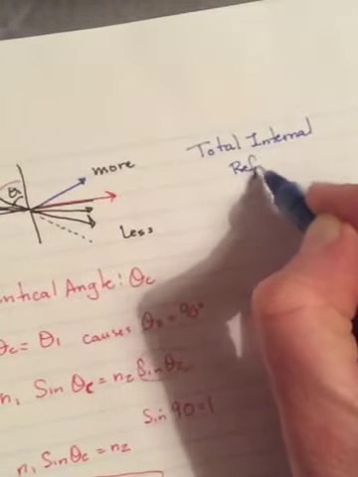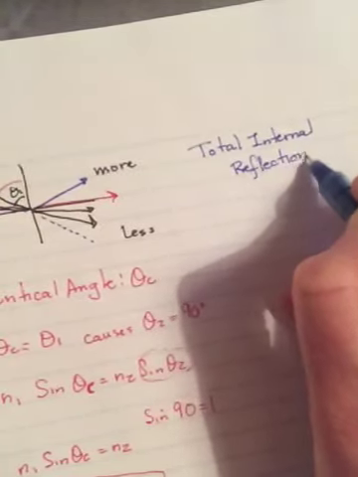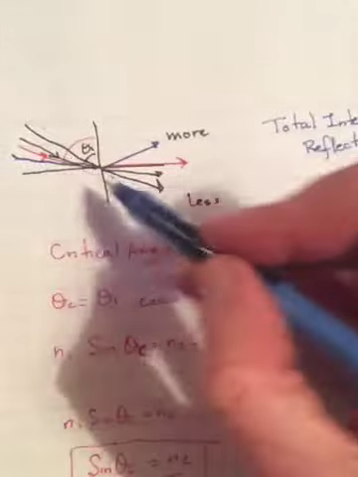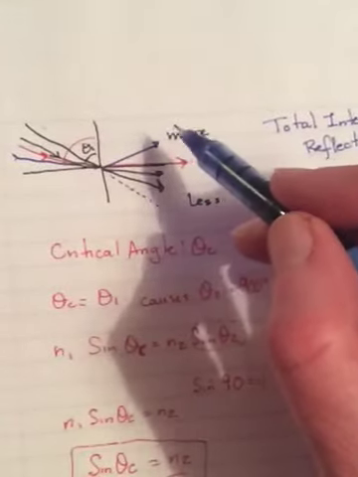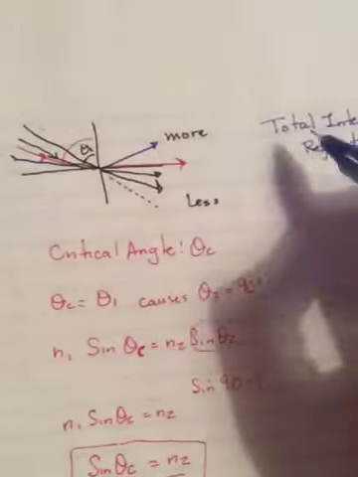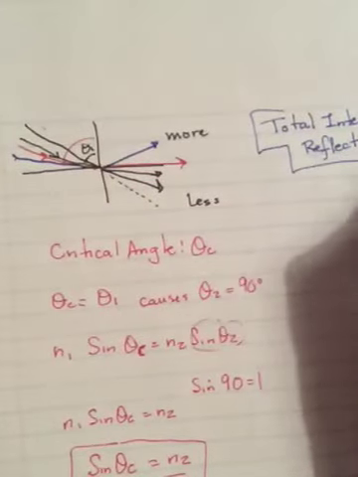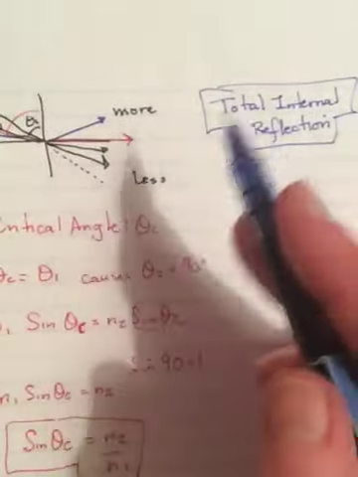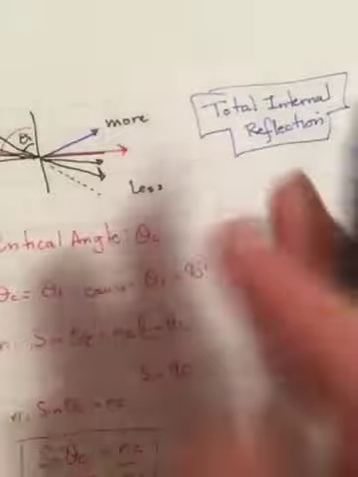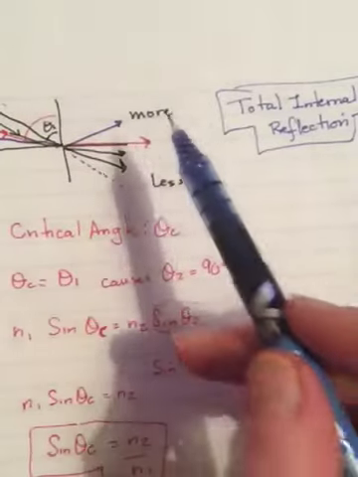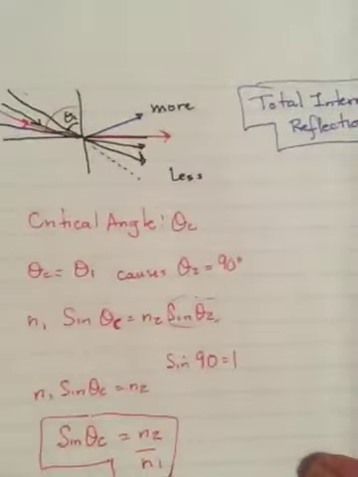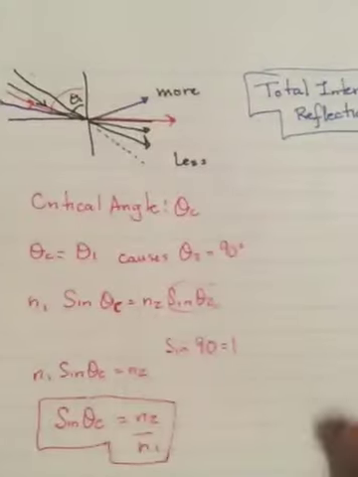reflection. Okay, total meaning all of the light that strikes the surface, all of it. None of it's going to pass through. It's all going to reflect off, internal, back into the medium that it came from. Okay? This property then means that the light doesn't actually leave the medium. It goes back inside. And this will only happen if you're going from more dense to less dense and your angle of incidence is greater than the critical angle.